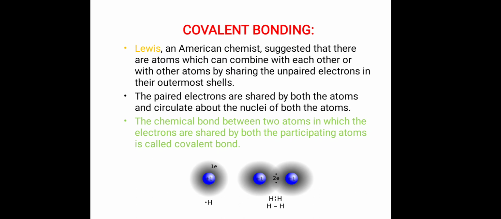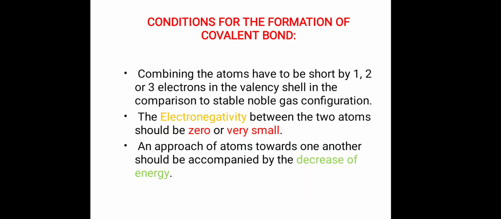Covalent bonding. Covalent bonding is nothing but mutual sharing of electrons, so both atoms share one electron. Conditions for formation of a covalent bond: the combining atoms have to be short by 1, 2 or 3 electrons in the valence shell in comparison to stable noble gas configurations. The electronegativity difference between two atoms should be zero or very small. The approach of atoms towards one another should be accompanied by a decrease in energy.